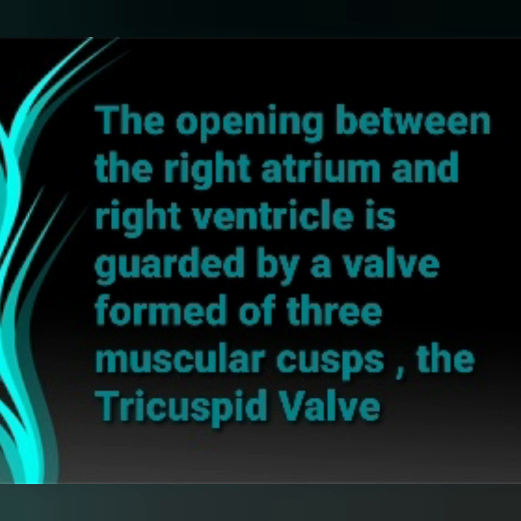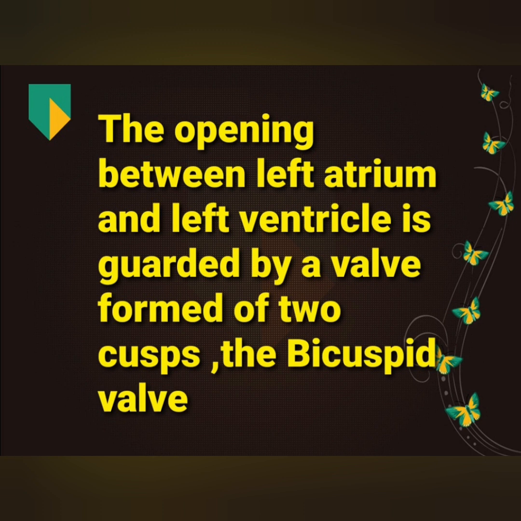The answer is the opening between the right atrium and right ventricle is guarded by a valve formed of three muscular cusps, the tricuspid valve. The opening between the left atrium and left ventricle is guarded by a valve formed of two cusps, the bicuspid valve.